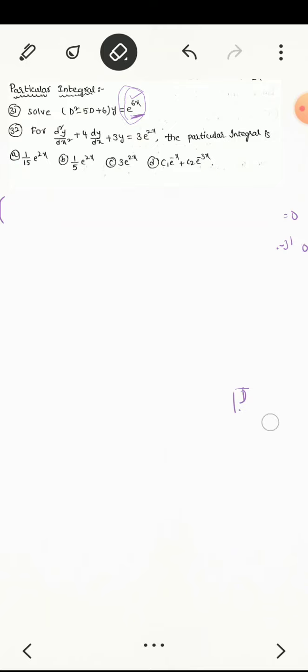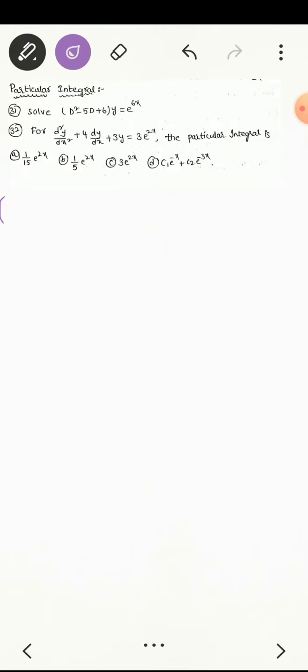particular integral. If they might have asked only complementary function, then you might have done only complementary function. If they might have asked complete solution, then you might have done complementary function along with particular integral. But now they are saying only particular integral. So how will you find particular integral?